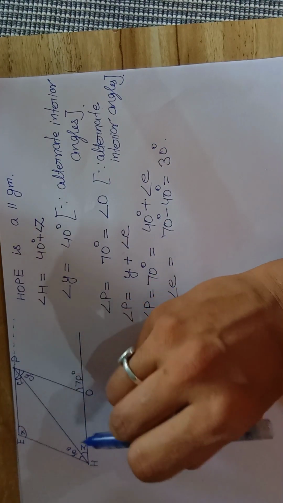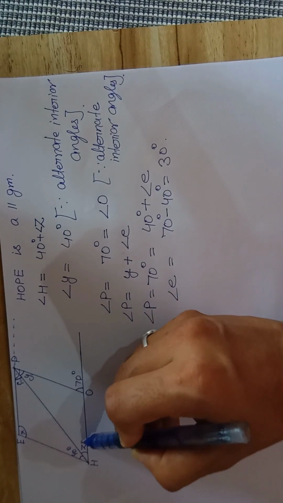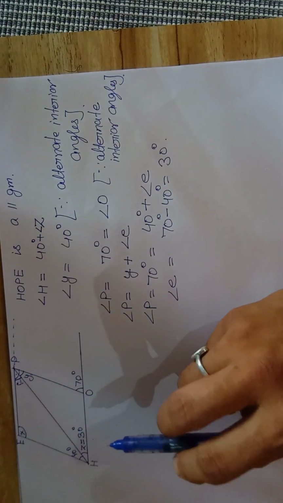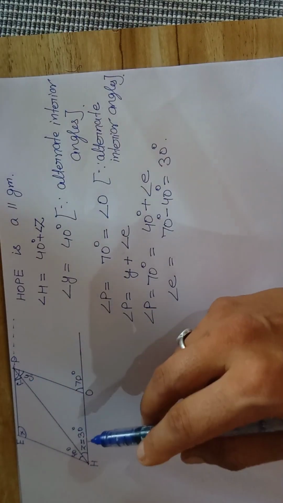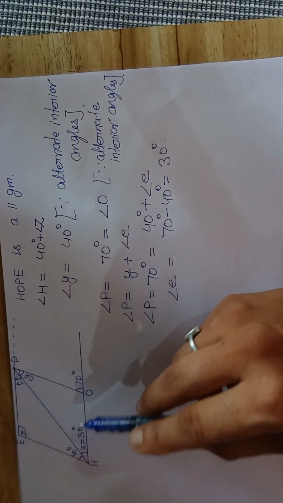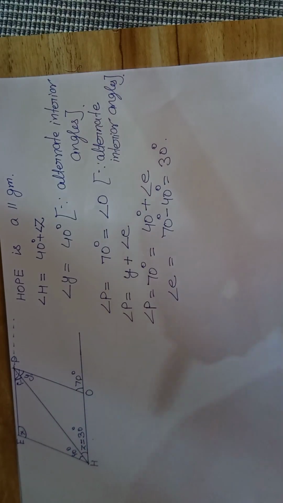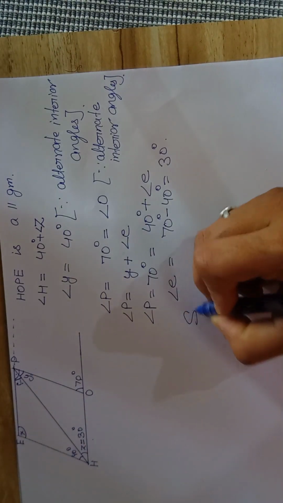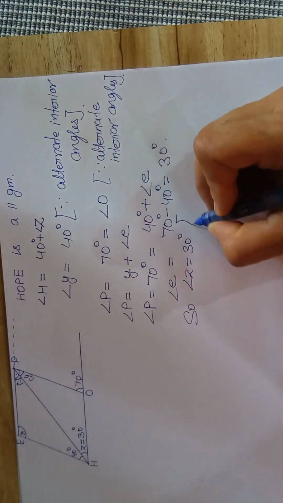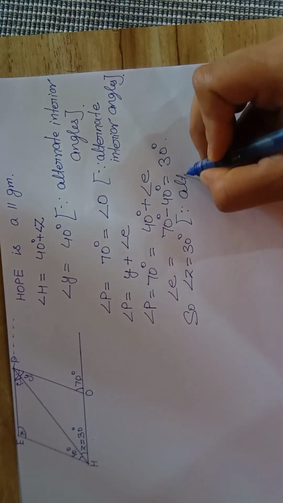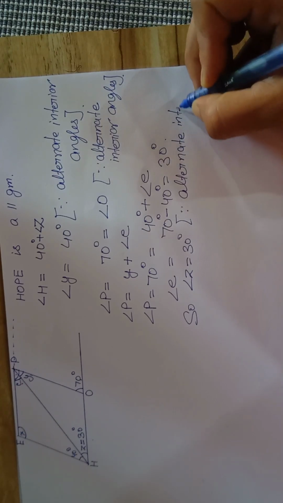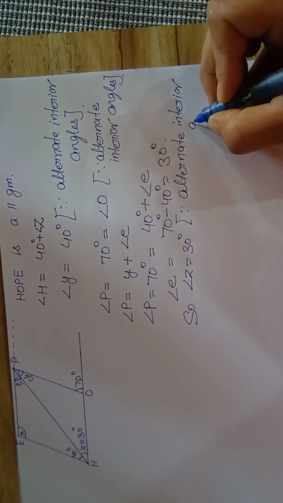If this is 30 degree, then Z is also 30 degree. And what's the reason? Reason is similar, alternate interior angles. This is 30 degree, then this is also 30 degree. So angle Z is equal to 30 degree. Reason behind it, alternate interior angles.